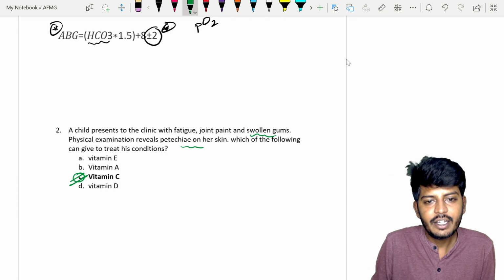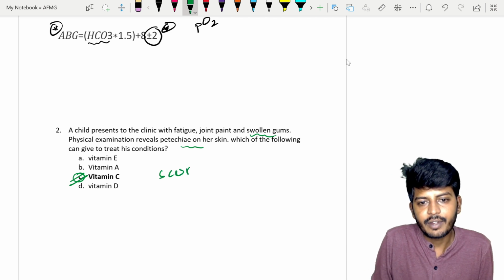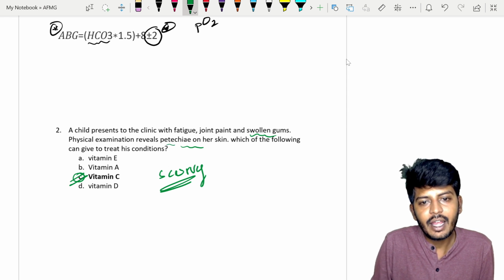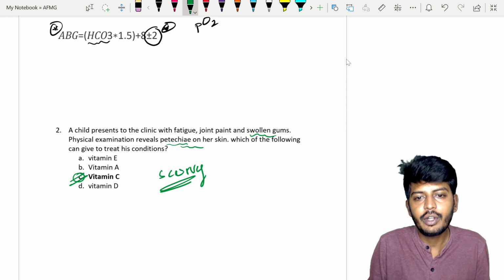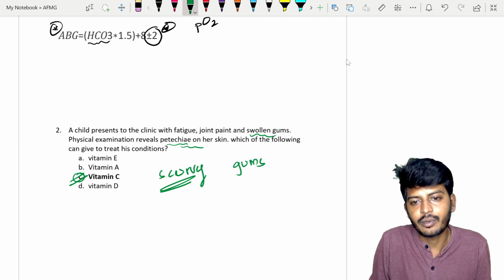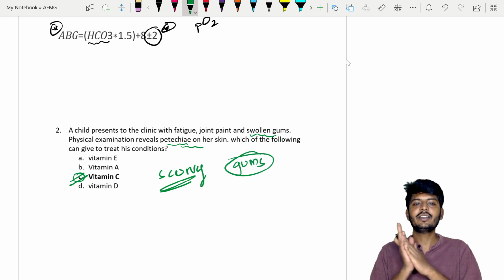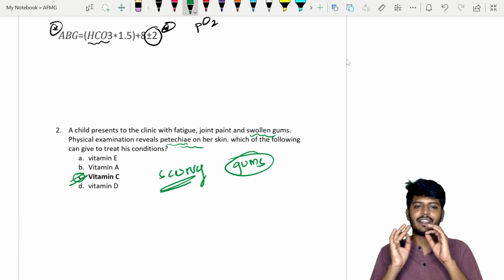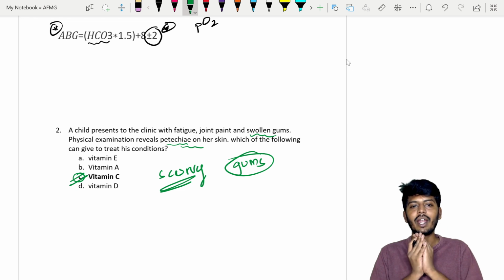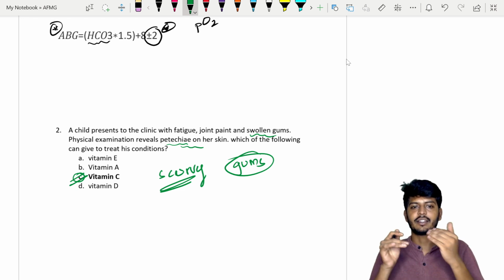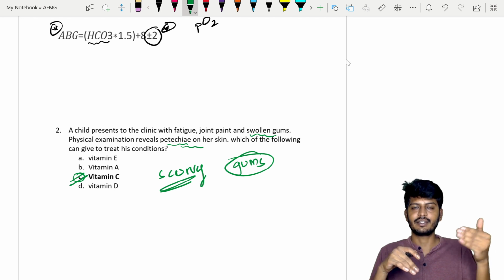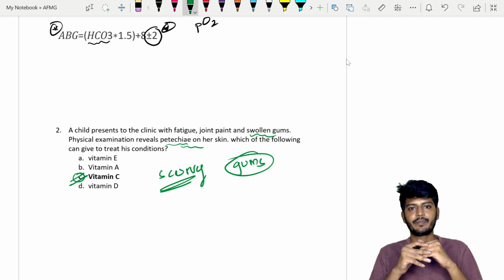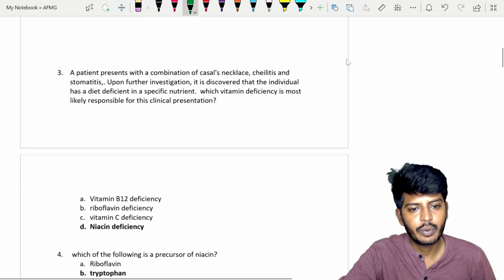Vitamin C deficiency leads to a disorder called scurvy. In scurvy, there are swollen gums and petechial hemorrhages, present not only on the skin but also on the gums as well. So remember, if petechial hemorrhages are present and gum involvement is mentioned, we are specifically talking about vitamin C. Vitamin C is ascorbic acid, which is responsible for the synthesis of collagen, specifically the post-translational modification of the collagen.